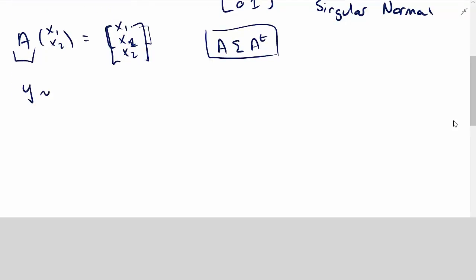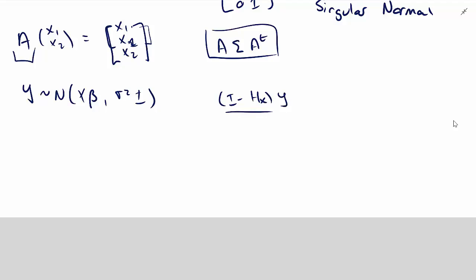So the standard assumption that we're going to make in regression is that our y is normally distributed with mean equal to x beta and variance equal to sigma squared I. So take the residuals, which are I minus h of x times y. Look at this matrix right here, I minus h of x. It's actually not full rank. And the reason I know that is because it's symmetric and idempotent. And for symmetric idempotent matrices, the trace equals the rank.